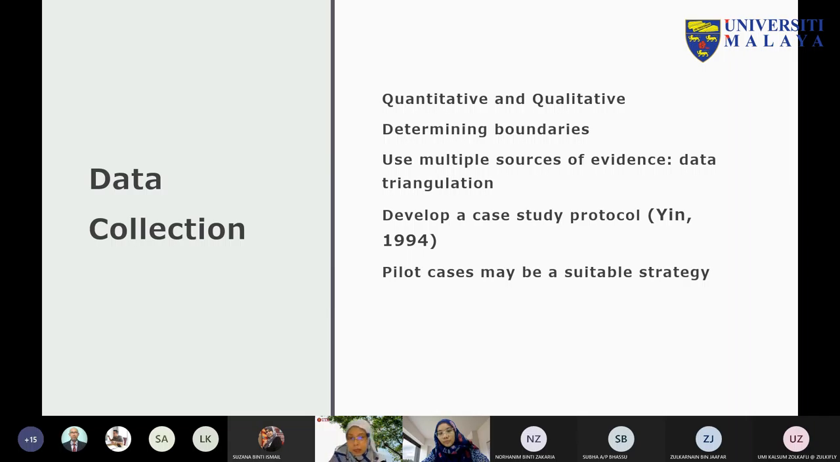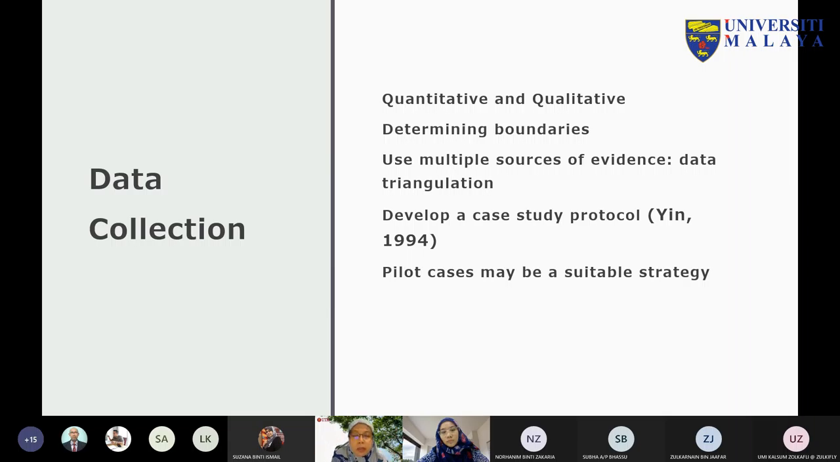So regardless of whatever approaches, you can have any data collection inside, quantitative, qualitative, interview, survey questionnaire, focus group discussion, under that case study approach. So no worries, although it is a case study approach, you can have any type of data collection. This is the way that Yin developed the strategies of case study.